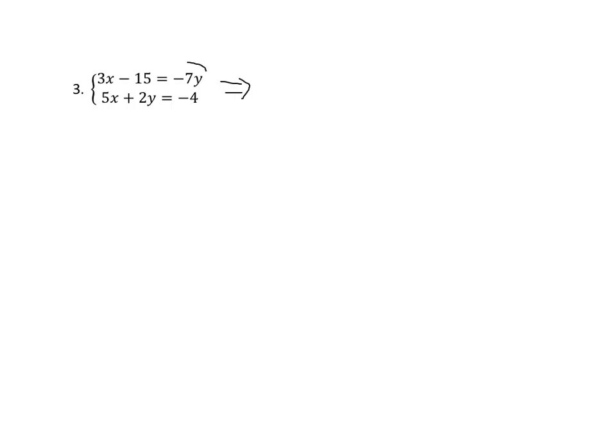I need to take this negative 7y and I need to move it over. And this negative 15 needs to get moved over to this side. So let's do that. We're going to have 3x. When I take my negative 7y and move it over, it's going to be plus 7y. And that equals, move the negative over, that becomes a positive 15. Now on the bottom, it's in standard form already because I've got 5x plus 2y, and that equals negative 4.